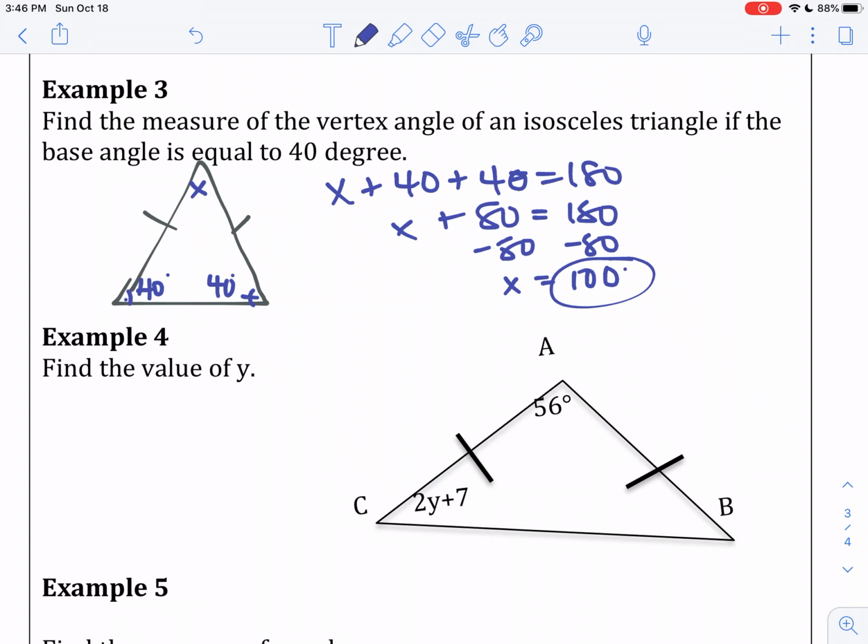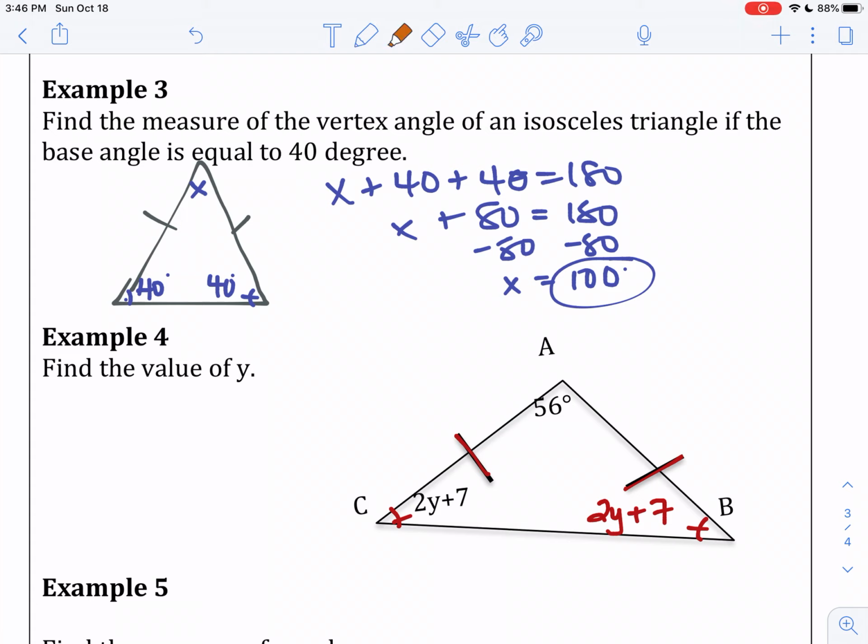All right, looking at example 4, now we have to use some algebra because we're solving for a missing variable. In this case, we're looking for the value of y. Pause the video and we'll compare. All right, in this problem, I see that CA and AB, those are my congruent sides. So angle C and angle B must be congruent. So angle B must be 2y plus 7.